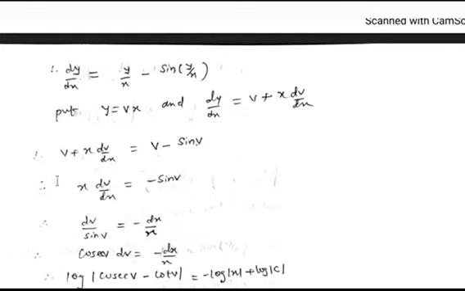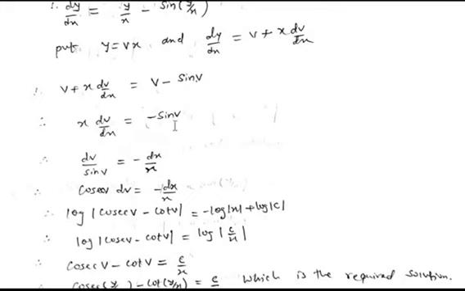So what you have to do, you have to take y by x equals v. So first of all, write down dy by dx equals y by x minus sine y by x, and put y equals vx, and dy by dx equals v plus x dv by dx. So dy by dx equals v plus x dv by dx, y by x is v, minus sine y by x is v, so minus sine v. So v will cancel out, we have x dv by dx equals minus sine v.